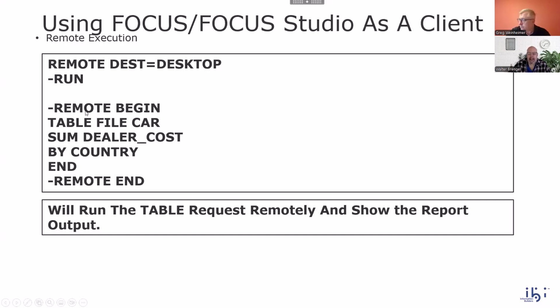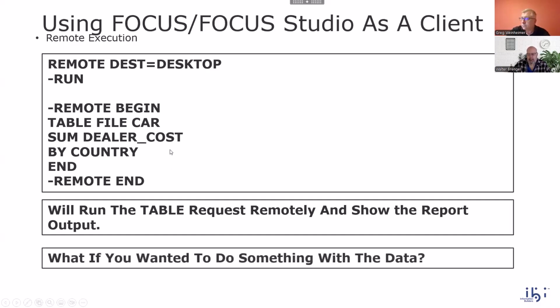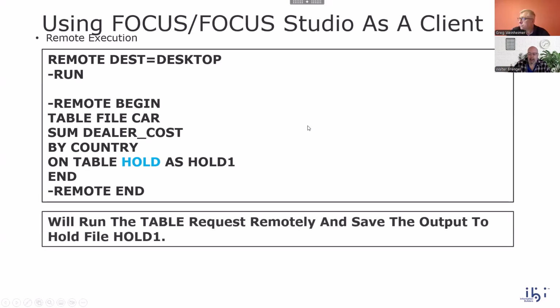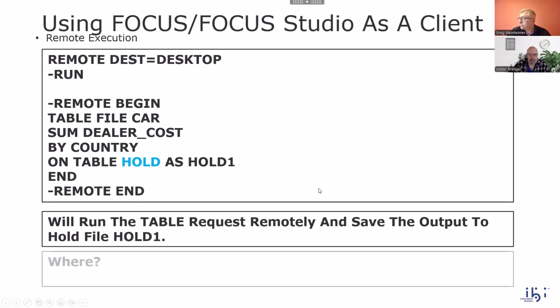But what if I wanted to take the output of this report and do something with it? I want to incorporate it into some report I'm going to do on the mainframe. Well, what I could do then is put it to a hold file. So I get my 18 records, sum the other cost by country. I got my 5 records, and it will run the table request remotely and save the output to hold file hold 1. But do I have access to that now? Where is it being held? Well, because it's an on-table hold, the data is being held on the remote server.